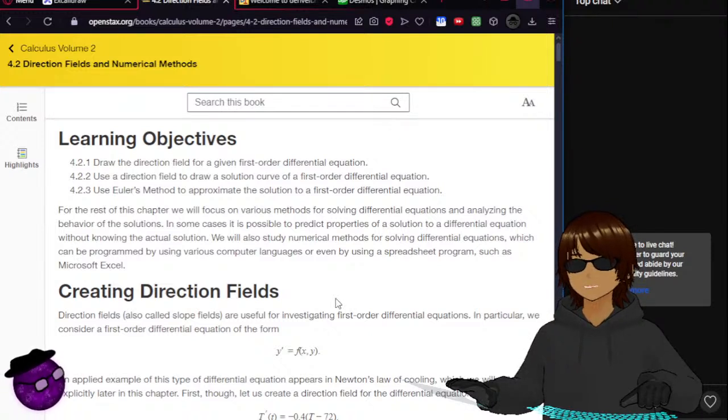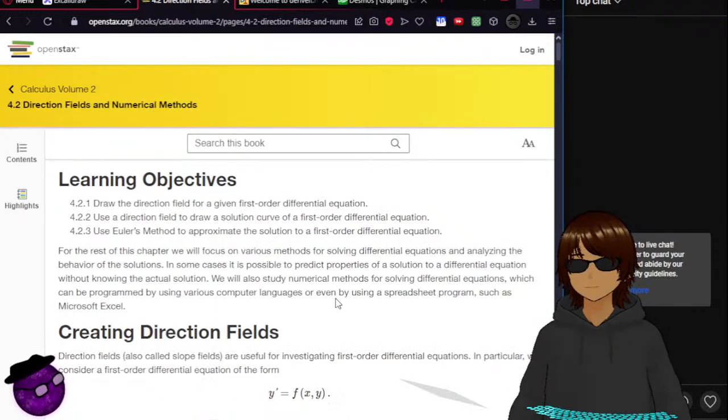For the rest of this chapter, we will focus on various methods for solving differential equations and analyzing the behavior of the solution. In some cases, it is possible to predict properties of a solution to a differential equation without knowing the actual solution. We will also study numerical methods for solving differential equations, which can be programmed in various computer languages.